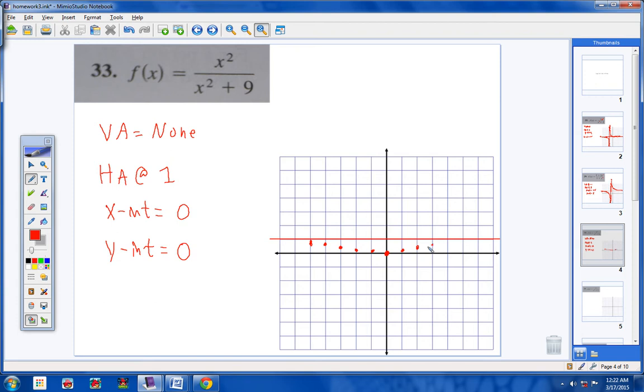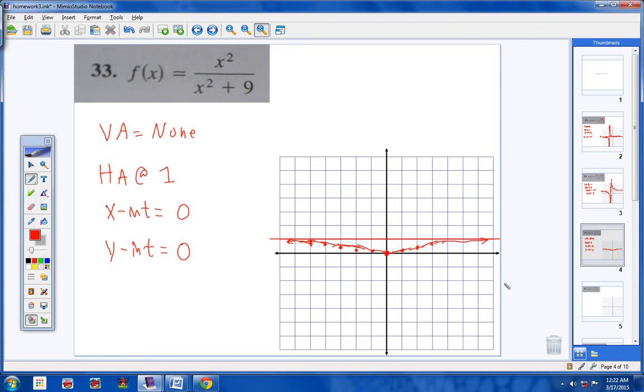Just like this. So the graph's going to come down. It's going to be getting closer and closer to the horizontal asymptote. It's going to come down, hit here, and then smoothly go back up, and then continue on. It's like that. So it's like an amazingly flat parabola.